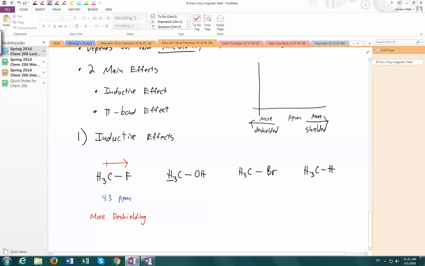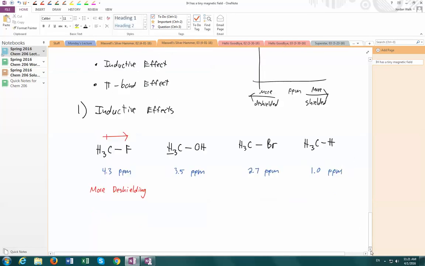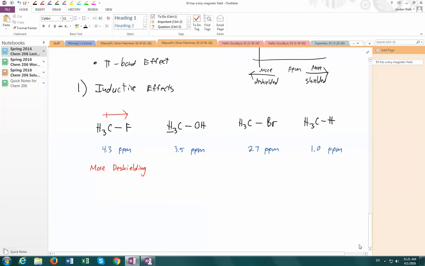And so we go from 4.3, this backs down to 3.5 ppm, 2.7 ppm for bromine, and then 1.0. So this is what we would expect knowing what we do about bond polarities, right? The less polar our bonds are getting here, basically the more shielded our protons become, and so they move to the right. They become more shielded. All right, so that's one trend.